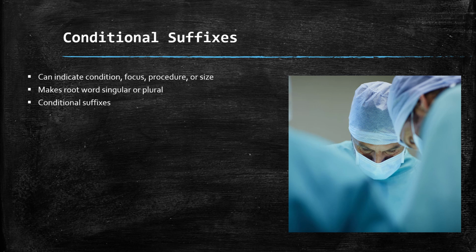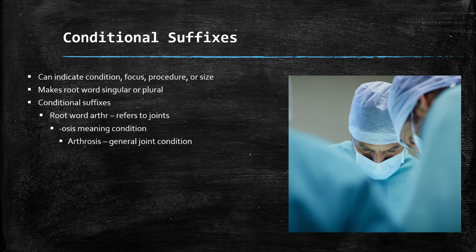Let's take the word arthr, which refers to our joints. If we add the suffix osis, meaning a condition, we form the word arthrosis, which is a general condition of the joints. Using the same root word, we can change the suffix to itis, which means inflammation, and it gives us a new word, arthritis, or inflammation of the joints, which is a specific type of condition.